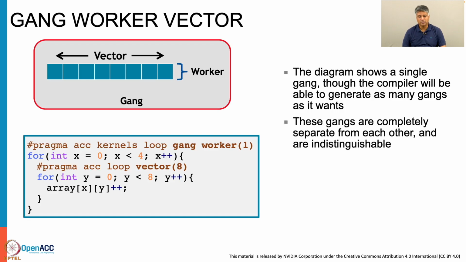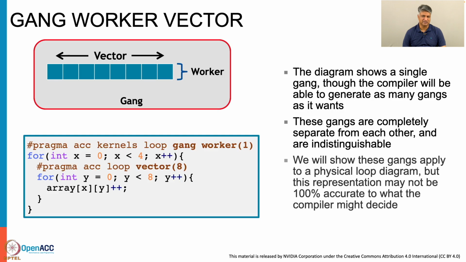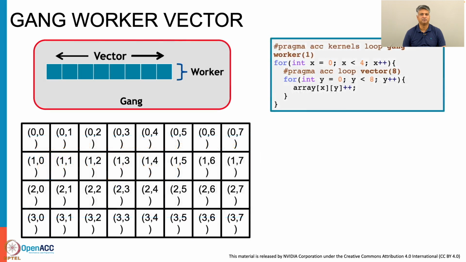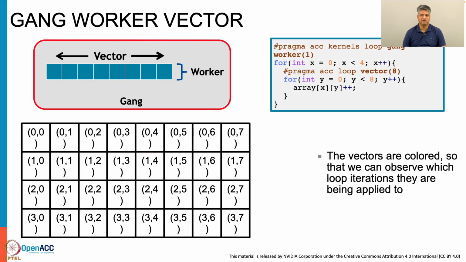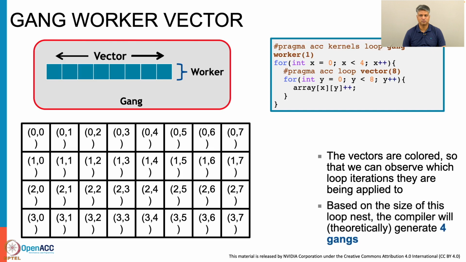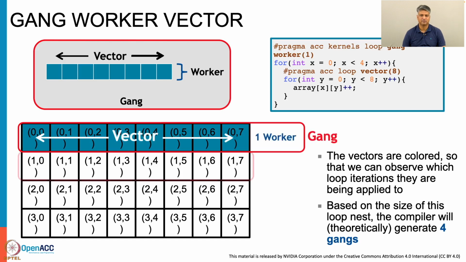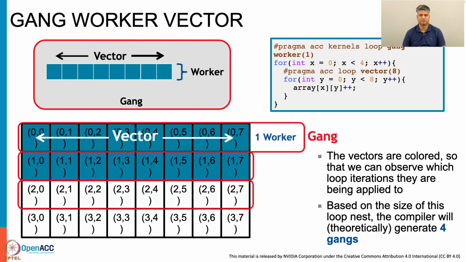These gangs are completely separate from each other and they are indistinguishable. We will show how these gangs apply to the physical loop diagram, but this representation might not be 100% accurate to what the compiler might decide. So if you look at the representation over here, the compiler can design it in any way it wants. The vectors are colored so that we can observe which loop iterations they are being applied to. Based on the size of the loop nest, the compiler can theoretically generate 4 gangs. So we'll say this is 1 gang, this is another gang, and another gang.